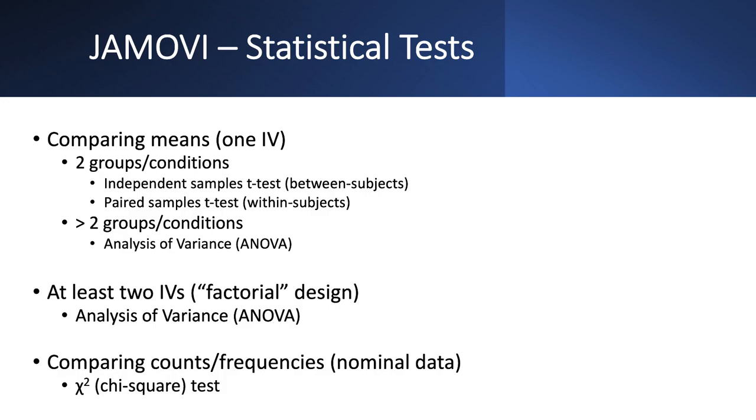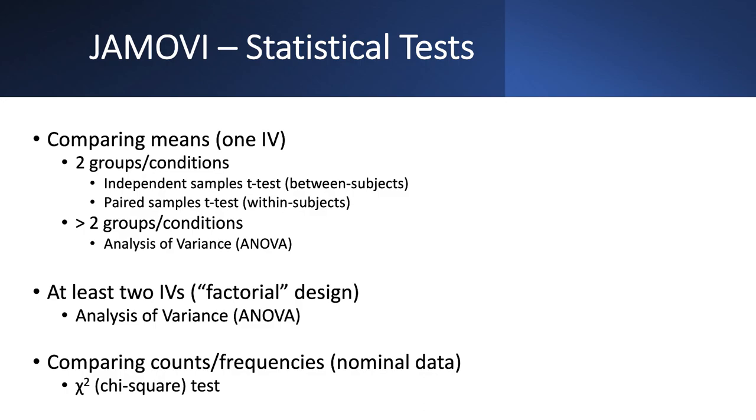And then lastly, if we're comparing counts or frequencies, so if we're working with nominal data, we use the chi-square test. So this would just be if you were comparing, say, different genders on whether they answered yes or no to a specific question. If your dependent variable is a yes or no question, you just count how many people said yes in each group and compare whether those groups are different.